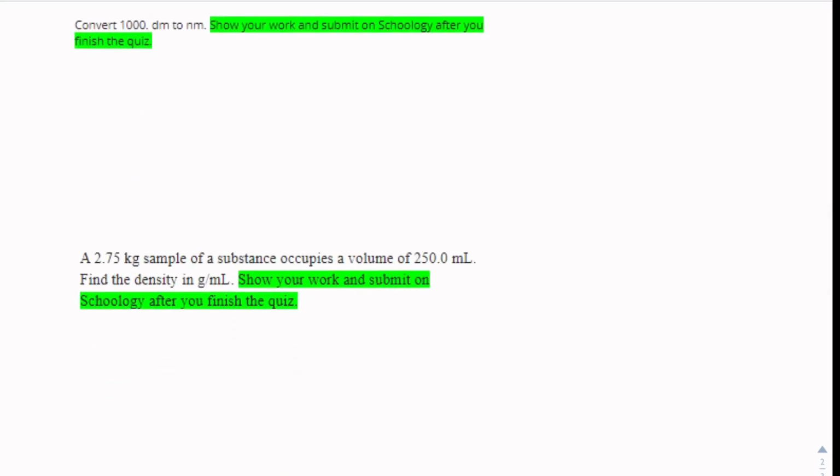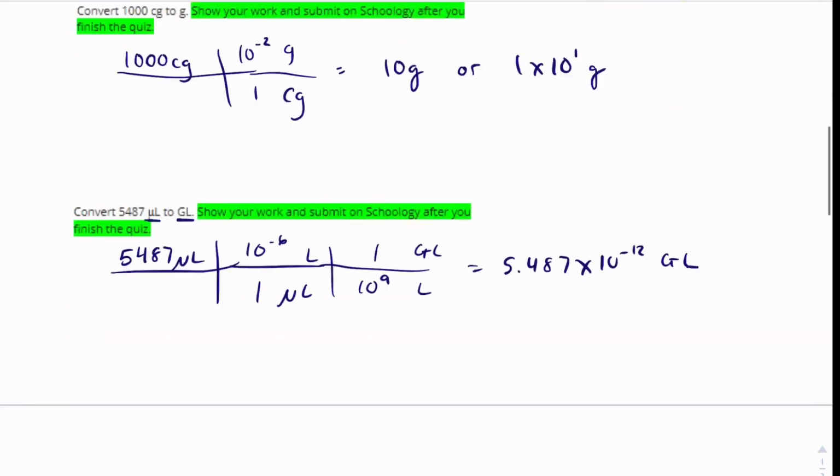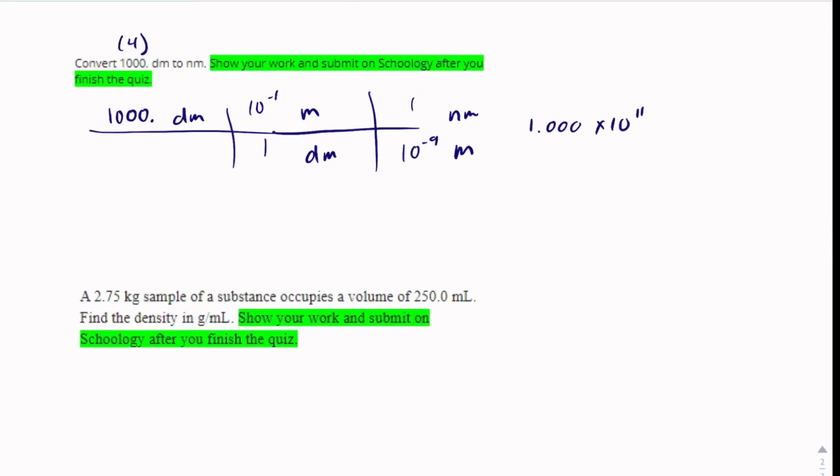Okay, last one on metric conversions. Here we're given 1,000 decimeters, and we're going to go to nanometers. And so notice that we had decimeters to megameter, or megagrams earlier. So decimeters, we'll go from decimeters to meters, and then meters to nanometers. Deci is 10 to the minus 1, nano is 10 to the minus 9. This guy has 4 sig figs, so I know in my final answer I should end up with 4. And I'm going to get 1.000 times 10 to the 11 nanometers.